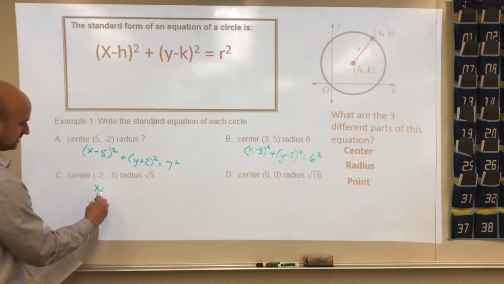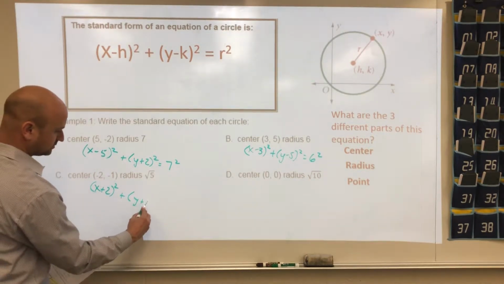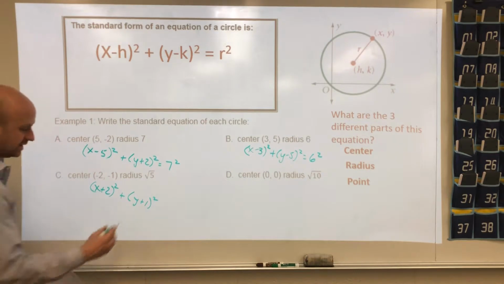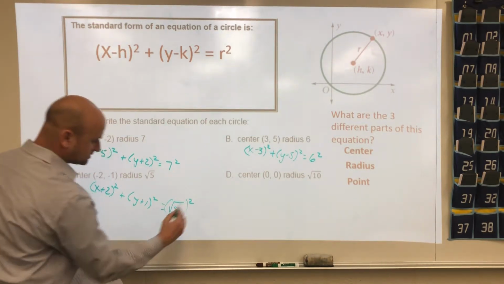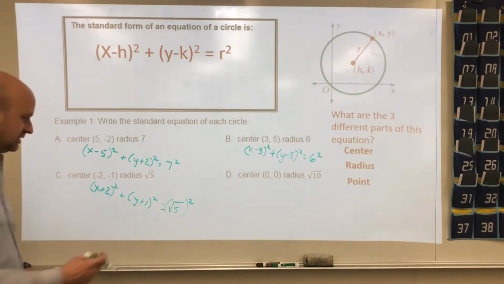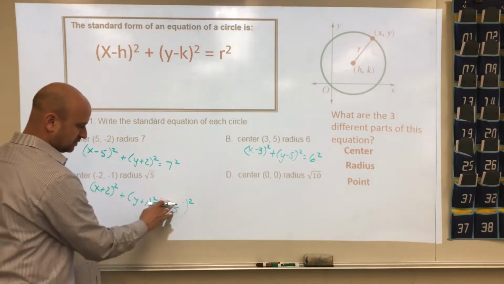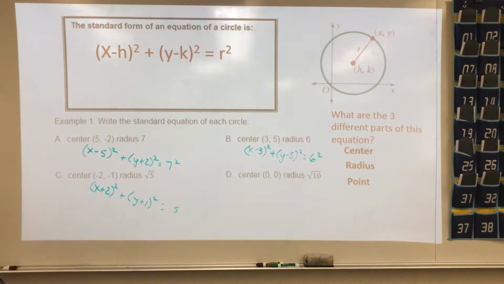We do the opposite. So we get x plus 2 squared plus y plus 1 squared, and then that is going to equal the square root of 5 squared. And earlier we said, if we square a square root, what happens? The square root and the square disappear, and we're left with just the value of the number.